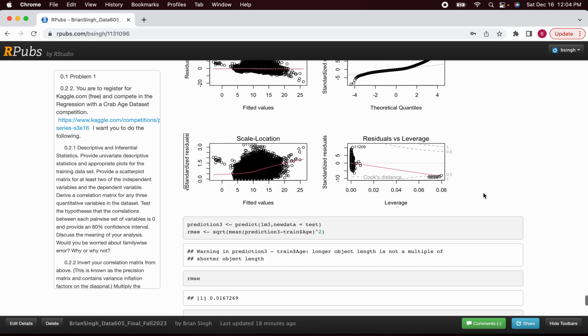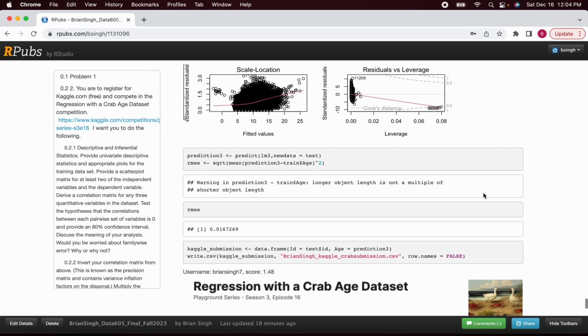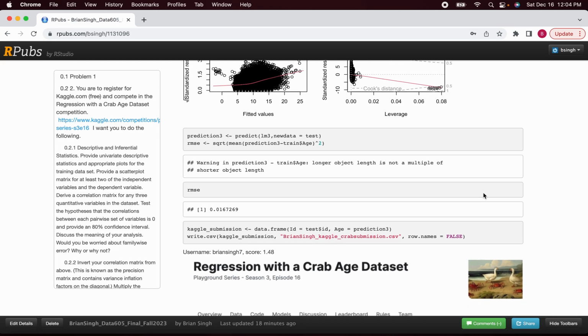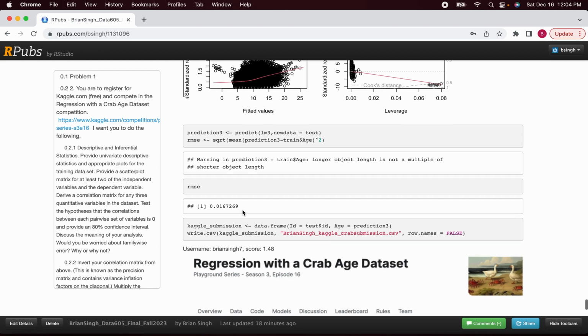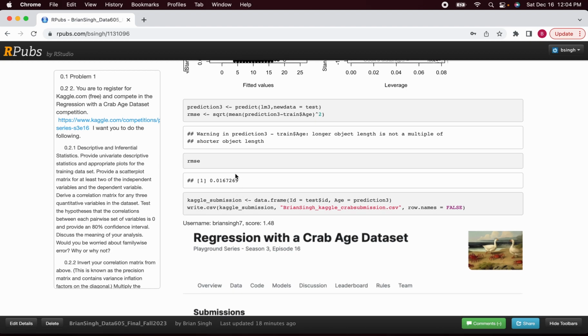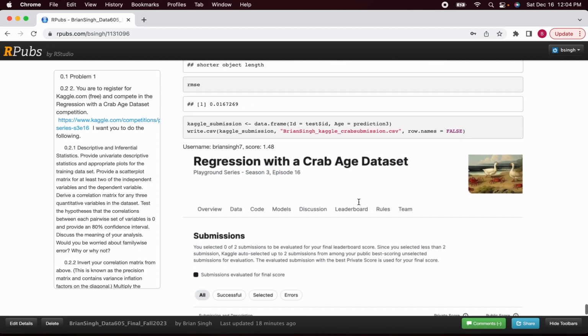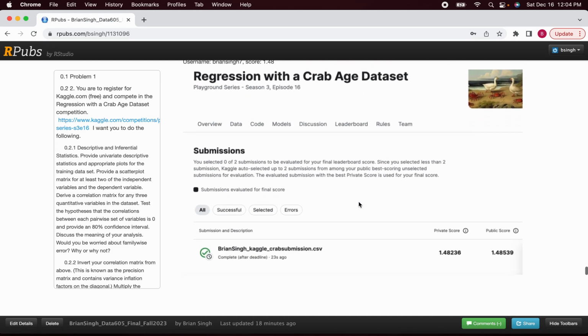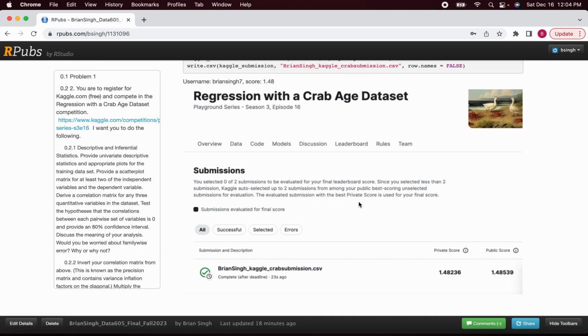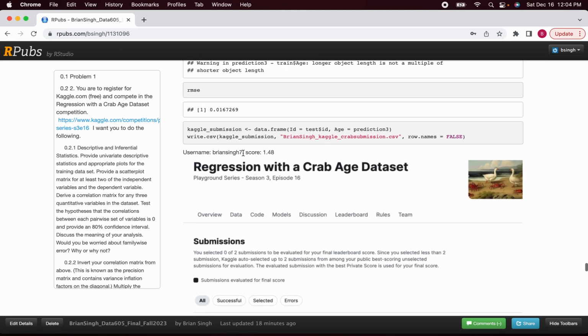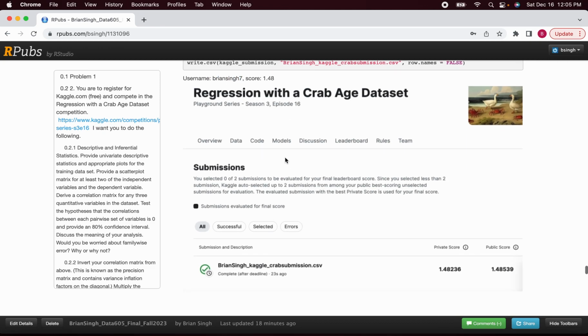So just doing that, the residual mean squared error is pretty low, which is a good thing. So I just wanted to take a look at that value. Then I ran the predictions, and just submitted to Kaggle based on what it wanted. I know it wanted ID and age as the two columns in the data frame, probably how they interpret it when they run it through. And this is just a screenshot of my submission and my score, username BrianSingh 7, and a score of 1.48.